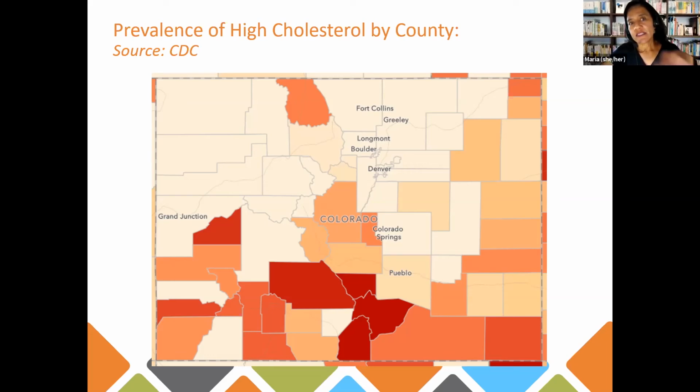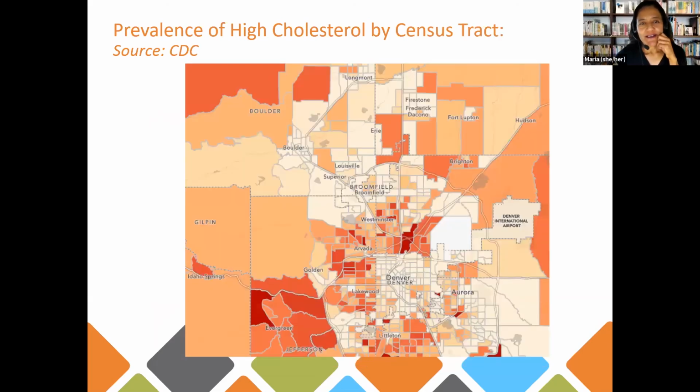Look at the northeast region of this map. This is the prevalence of high cholesterol by county. We don't have the legend, but let's think that the darker means higher percentages of high cholesterol. And now look at, could you go to the next one? This is the same variable, but now it is broken down by census tract.